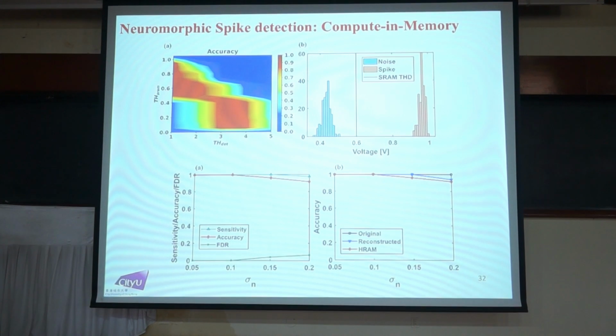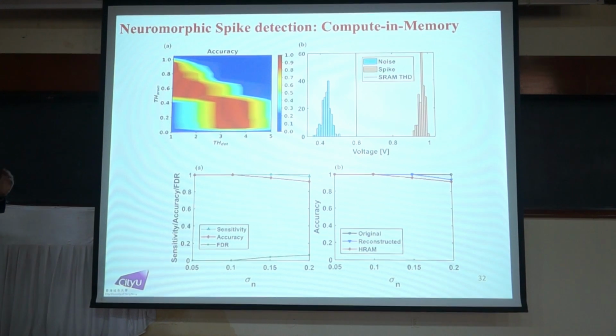So this plot is showing you how well this works. This color is showing accuracy. Red is basically good. These are good accuracy, and these two axes are the two thresholds: the threshold of the SRAM, and the threshold of the detector. Okay. You can see there are broad regions of red here. Okay, so it's pretty robust in terms of how you decide the two thresholds.